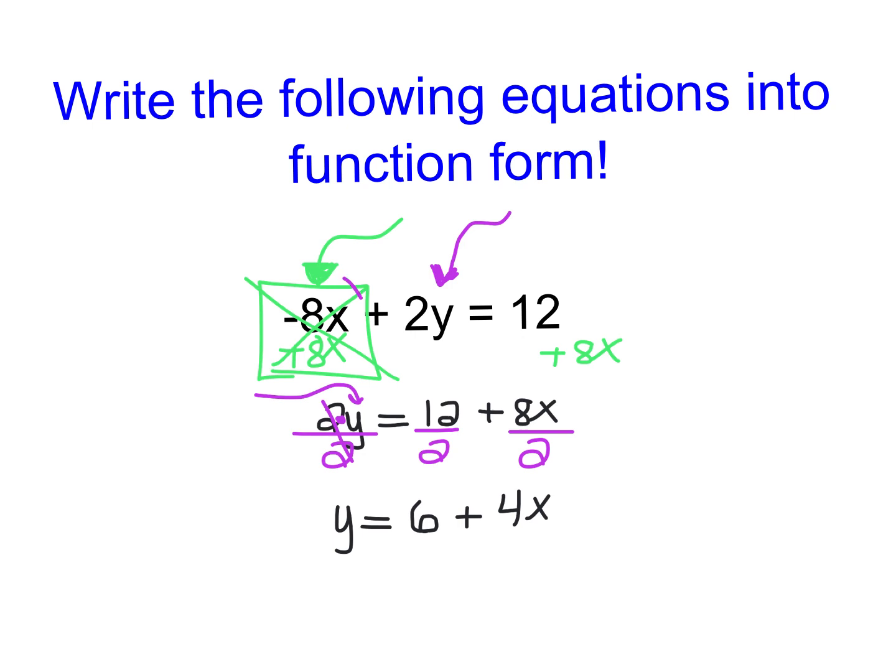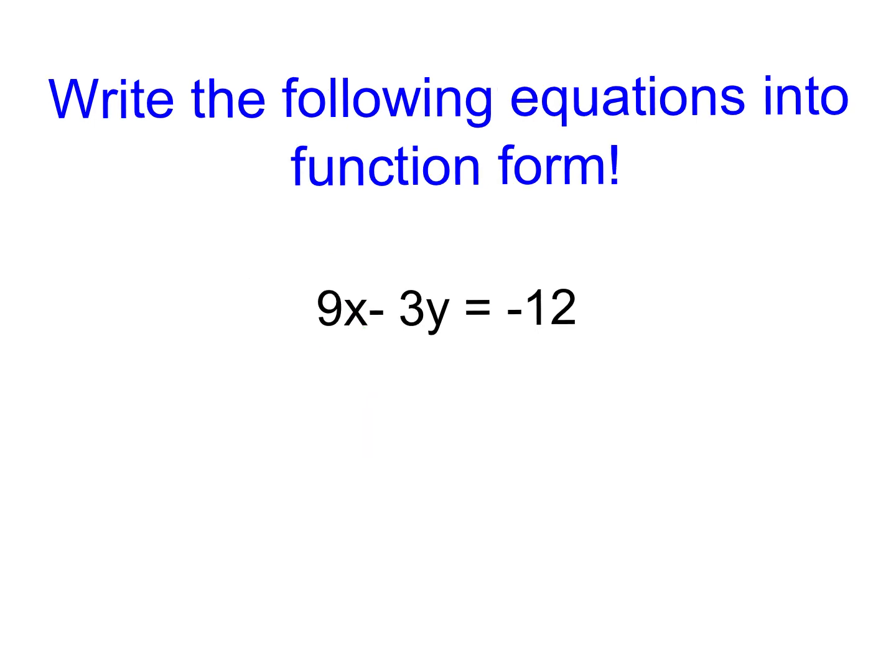So notice here that we undid the negative 8x first by adding 8x to each side, and then we divided everything by the 2 that was in front of the y. So here we have our final answer of y equals 6 plus 4x. All right, moving right along.